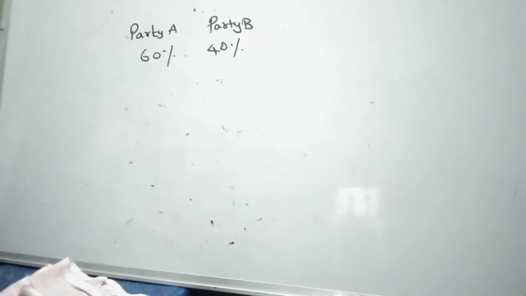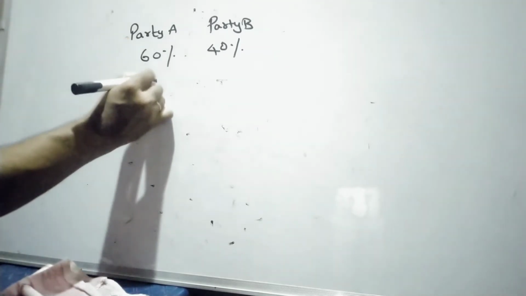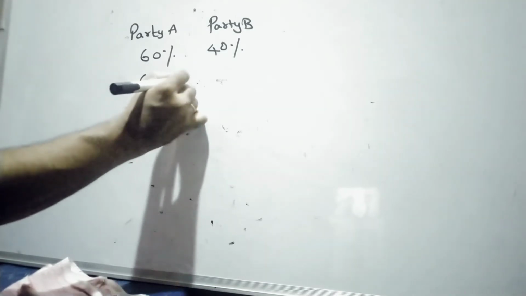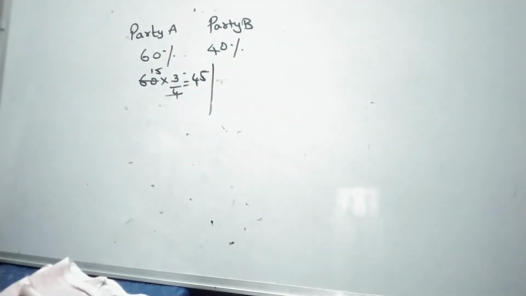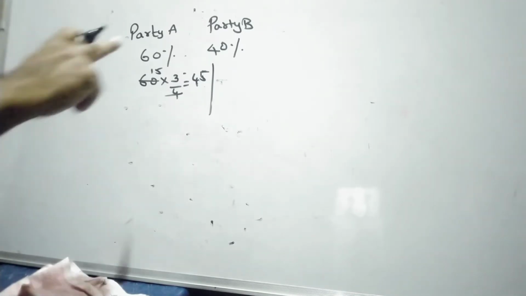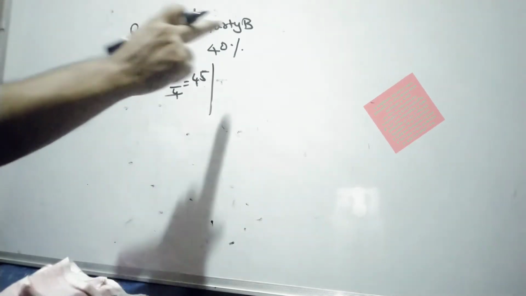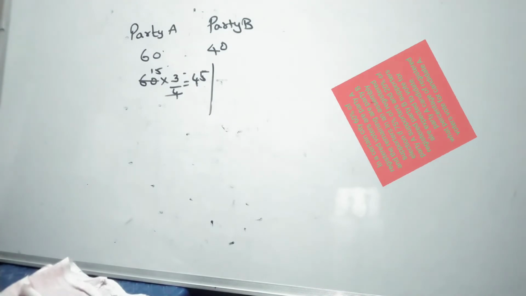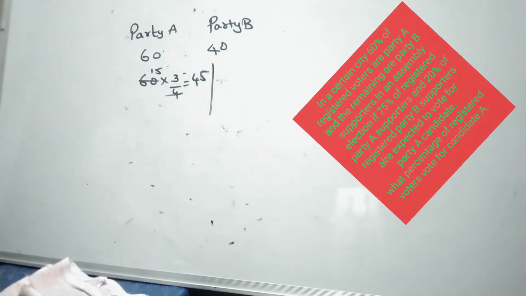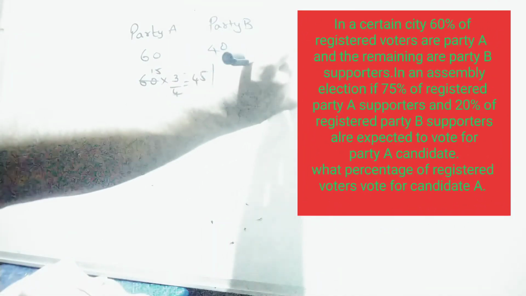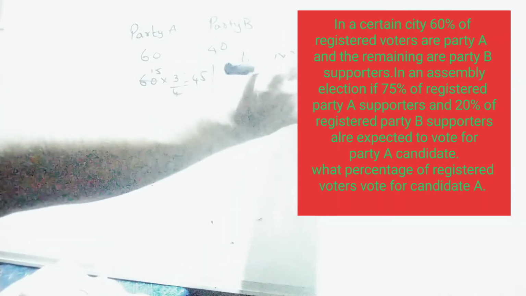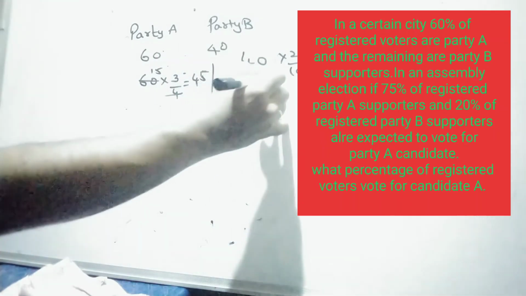In an assembly election, 75% of the registered party A supporters. So of 60, 75% is 60 into 75 by 100, that is 3/4. 4 15s are 60, so that is 45. So I am taking 60 and 40 directly. Out of 60 members, with the total voters being 100, 75% is 45. And 20% of the registered party B supporters: in 40, 20% means 40 into 20 by 100, that is nothing but 8.